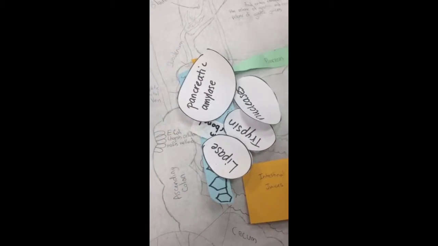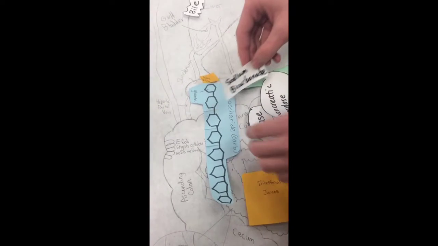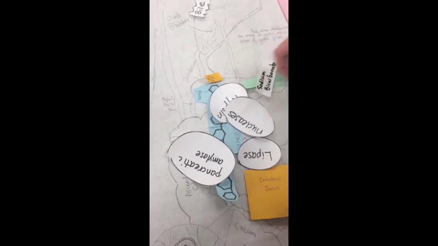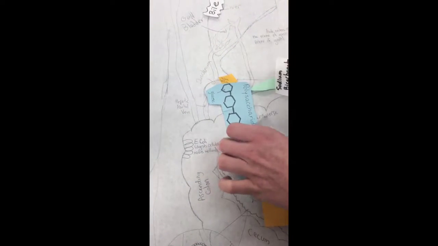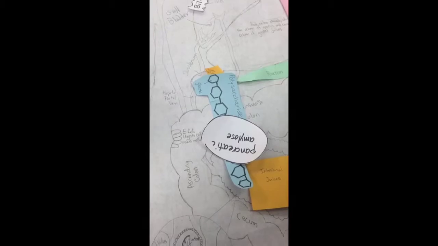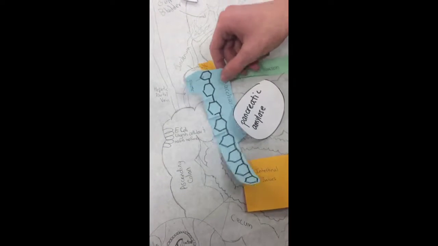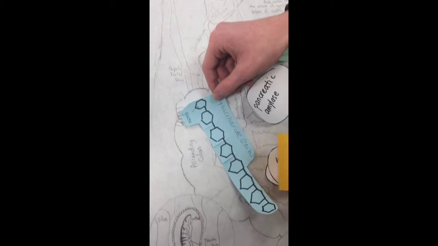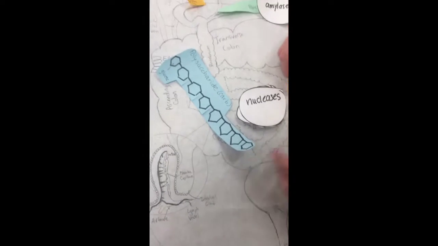Sodium bicarbonate neutralizes the pH to 8.5, so all the enzymes can work at their optimum pH. And then pancreatic amylase digests the uncooked starch into maltose. Then the maltose moves further down into the small intestine.